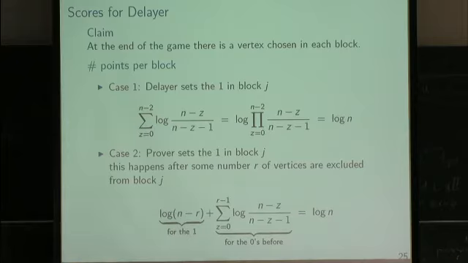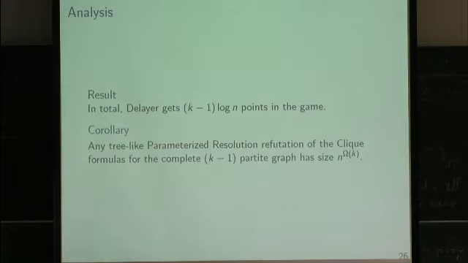But also you don't have to forget that you get some points for the zeros. And this is exactly this number. And if you make the calculation again, you see it is always log n. So for each block you get log n points. And so in total we get this many points, and as a corollary we can say any tree-like parameterized resolution refutation of the clique formulas on the complete (k-1)-partite graph must have this size.